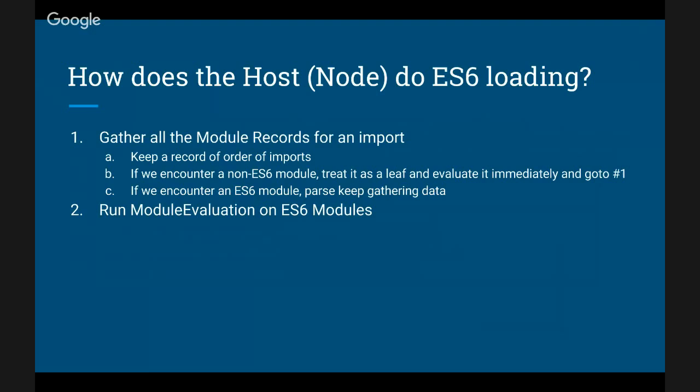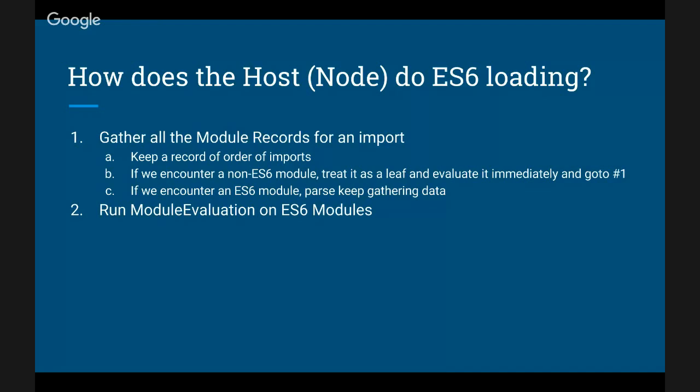And we want to keep a record of exactly the order in which imports occurred so we can have it be the same as require would do it. There is a little bit of a hiccup here, but it's not a breaking hiccup. If we encounter a module that is not ES6, so something that is not using import or export, we don't actually know what values or properties it's going to export. And so we actually need to immediately evaluate it in order to get the list of things that it's going to export.